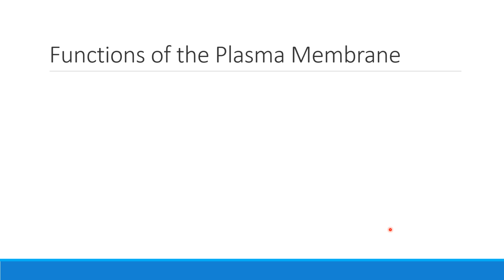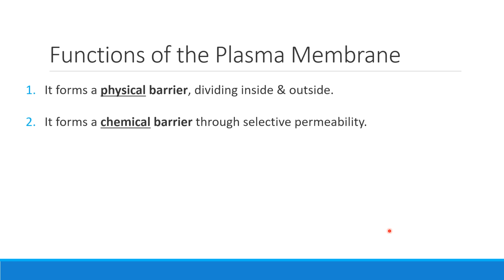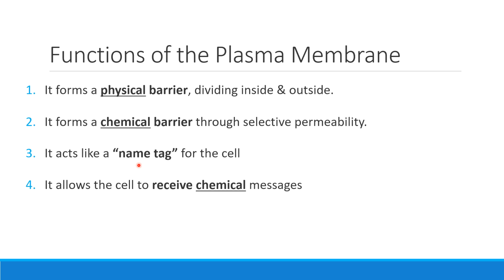So big picture, when we're thinking about the plasma membrane, what does it do? Number one, it's my physical barrier. It literally divides the inside from the outside. Number two, as we're going to talk about more in another video, the plasma membrane is a chemical barrier, meaning it only lets certain chemicals in or out. Number three, the plasma membrane forms my name tag by using things like glycolipids and glycoproteins. I put sugars on the outside of my cell to identify me, who I am. Number four, using some of those integral proteins that go from the inside to the outside, I use the plasma membrane to receive messages, to hear what my neighbors are saying.